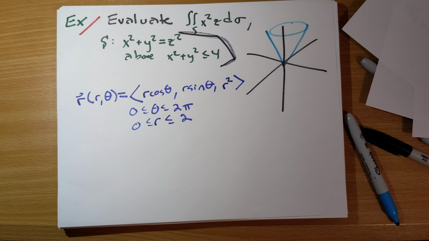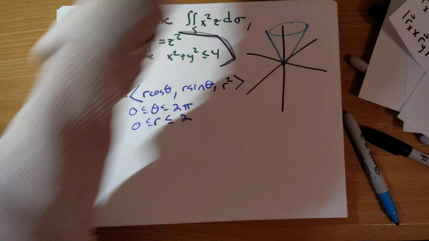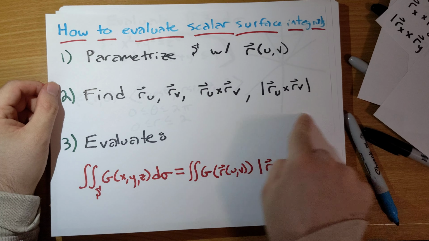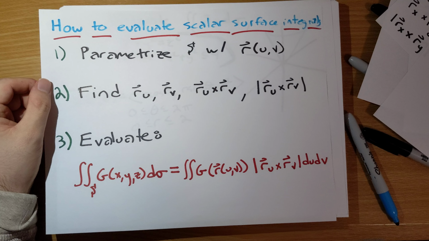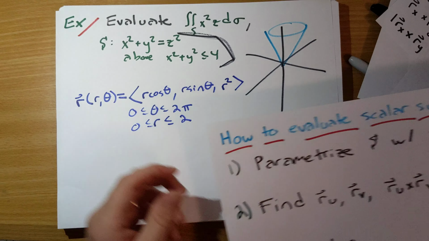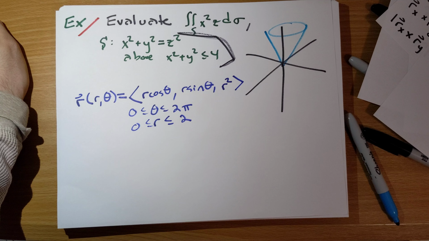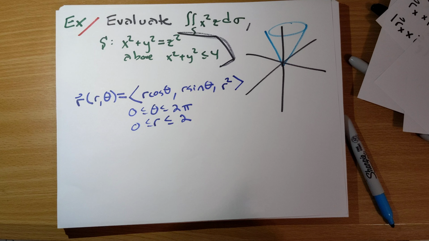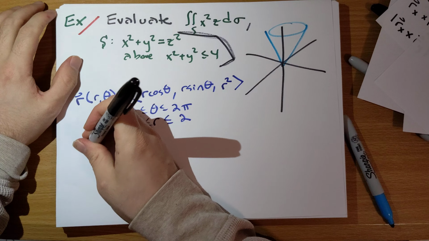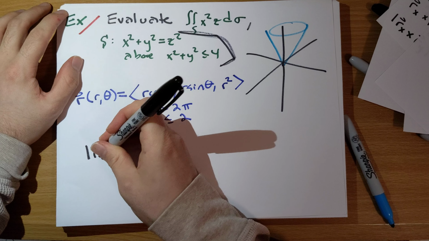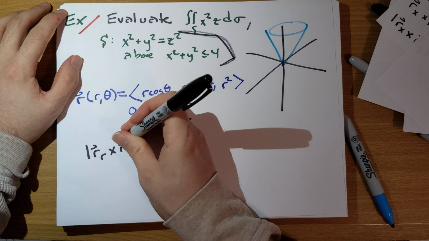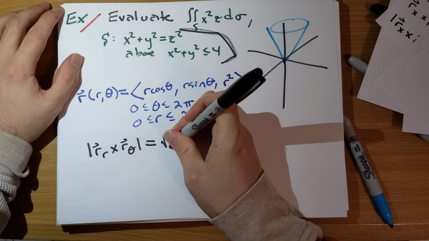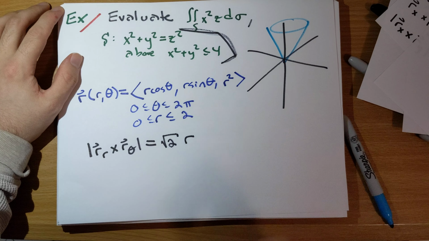Okay, let's see here. Following our chart, we got our parameterization. We need this set of information here. And again, I'm just going to appeal to what we did previously and say that the magnitude of the cross product r sub r cross r sub theta is going to equal square root 2 times r.